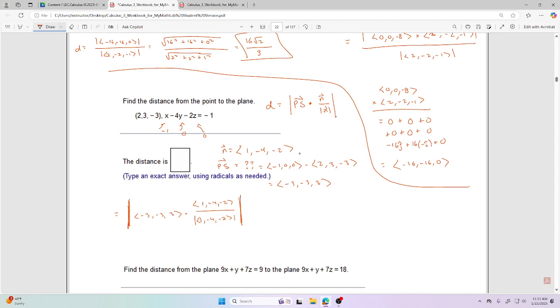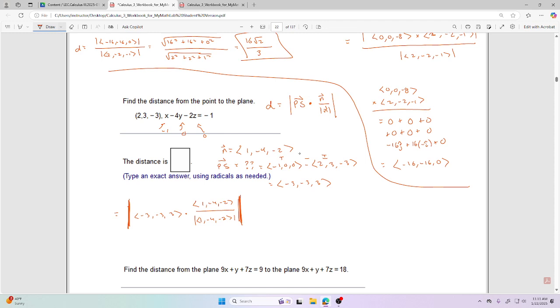Oh, I did right here. I subtracted them. Terminal minus initial. Or you could do it the other way. I mean, it really doesn't matter because you're going to get this right here on the outside anyways.